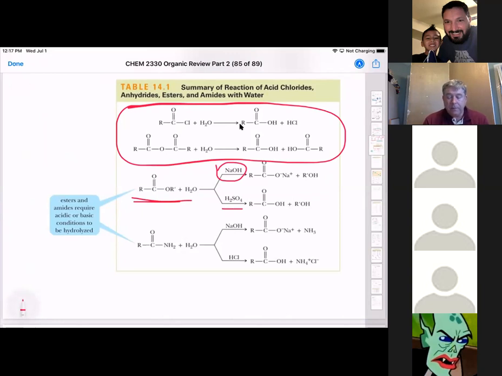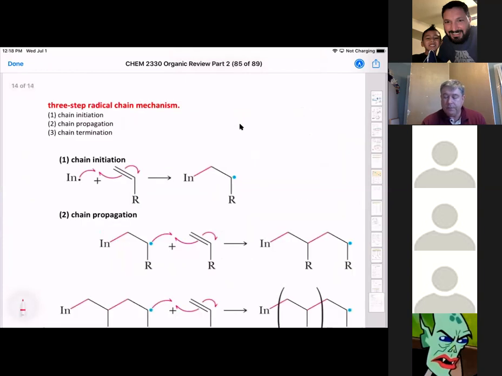When you go up to an amide here, you have to use much more rigorous conditions. You can use acid or base for this as well. And in the case of the base, you again form a salt.